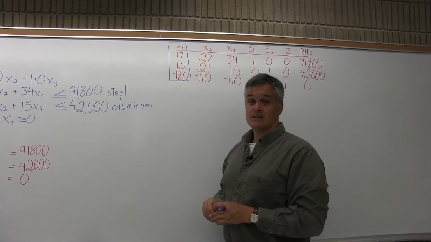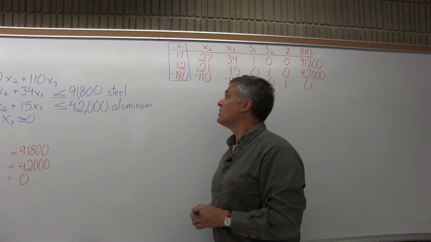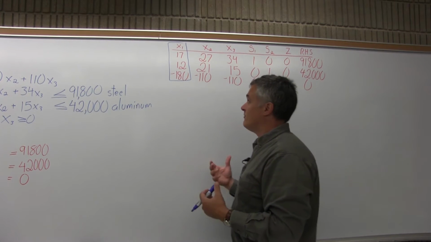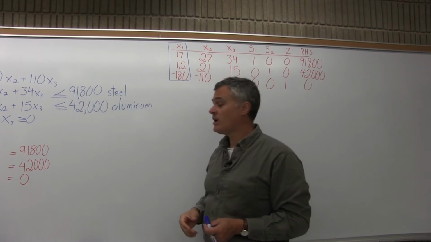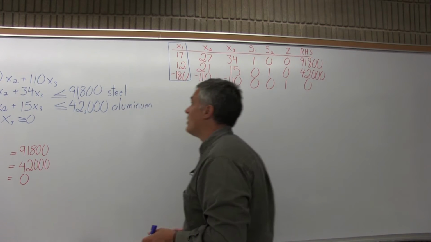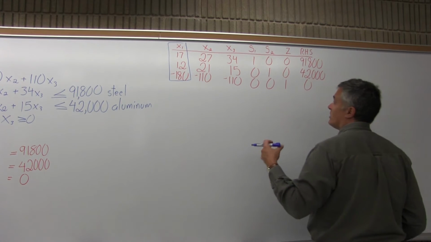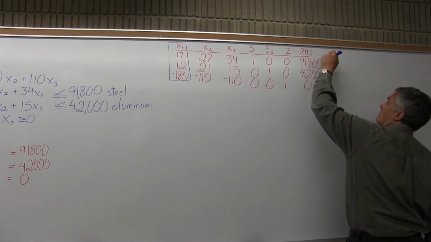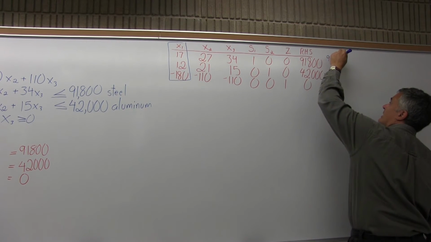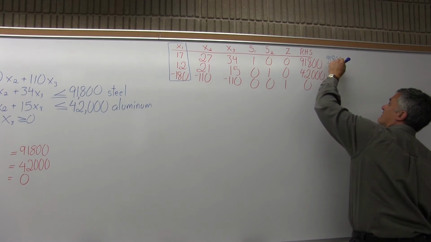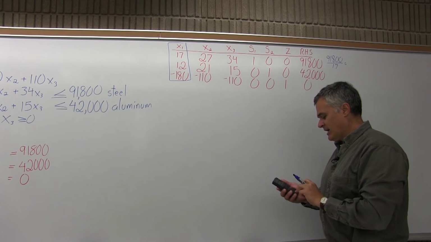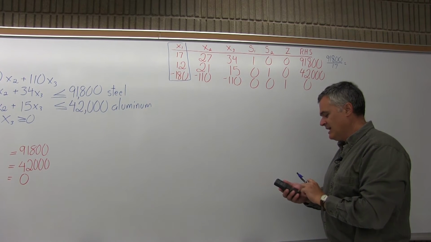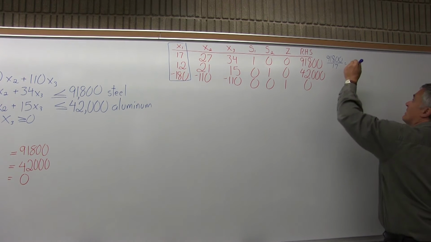So which is it? Is it the 17 or is it the 12? Well, to determine which one, we have to calculate the ratio of right-hand side value over pivot column value and go with the lowest positive ratio. So this may involve my calculator. So in the top row, the ratio of right-hand side over pivot is 91,800 from right-hand side over 17 for pivot. So that's not something that I'm reducing easily in my head. So at the calculator, 91,800 divided by 17 equals, it gives me 5,400. So that's my ratio.